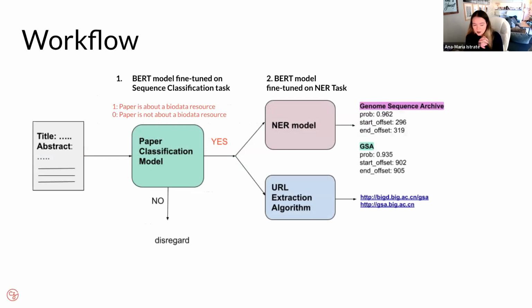In our workflow, we actually have two ML models. We start with the paper, and in this case we only have access to the title and abstract. The first model is a paper classification model: we are classifying whether this paper is talking about a biodata resource or not. This is a BERT model fine-tuned on a sequence classification task. If a paper passes this stage, we pass it through our second model, which is an NER model, also a BERT model fine-tuned on the NER task. This is what extracts the actual names as well as acronyms of the databases.